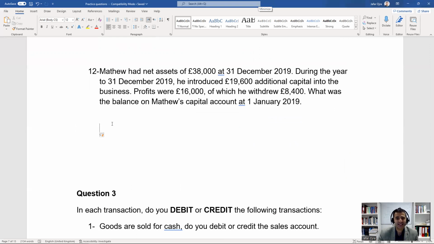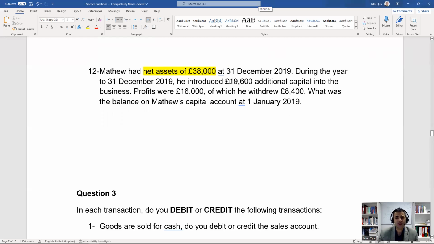Matthew had net assets of £38,000. So be careful: net assets at 31st of December, which means the end of the financial year. During the year to 31st of December, this means from 1st of January 2019 to 31st of December 2019, what happened during this financial year?